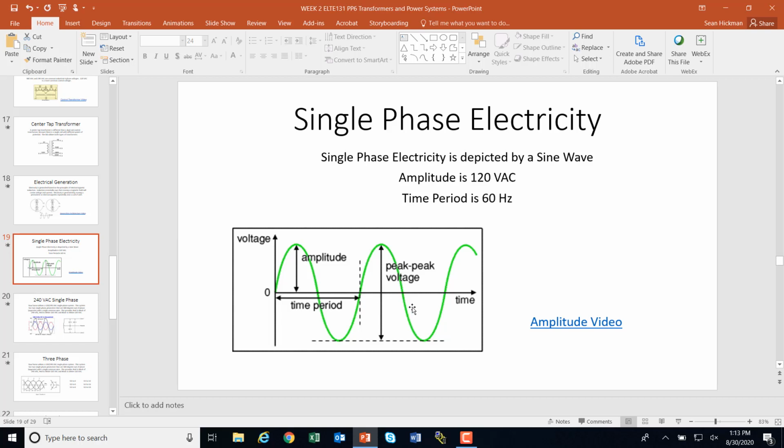There's a little video here that shows that as the magnet and the coil approach each other, the peak amplitude is reached, and as the magnet moves away, it gets less and less until it gets to the opposite coil, and it increases until it gets very close to it, and then it decreases. So take a minute and watch the amplitude video here and see how the magnet causes this to increase and then decrease as it rotates.